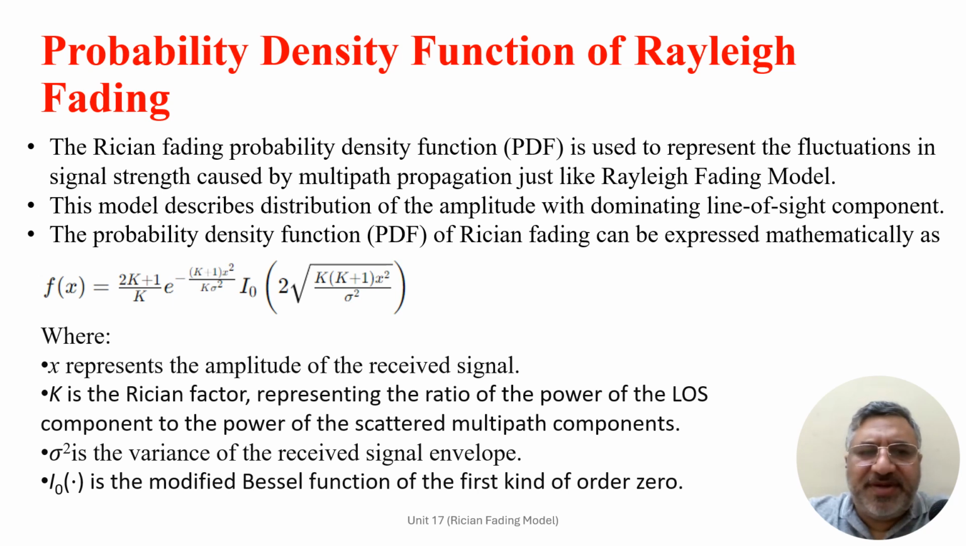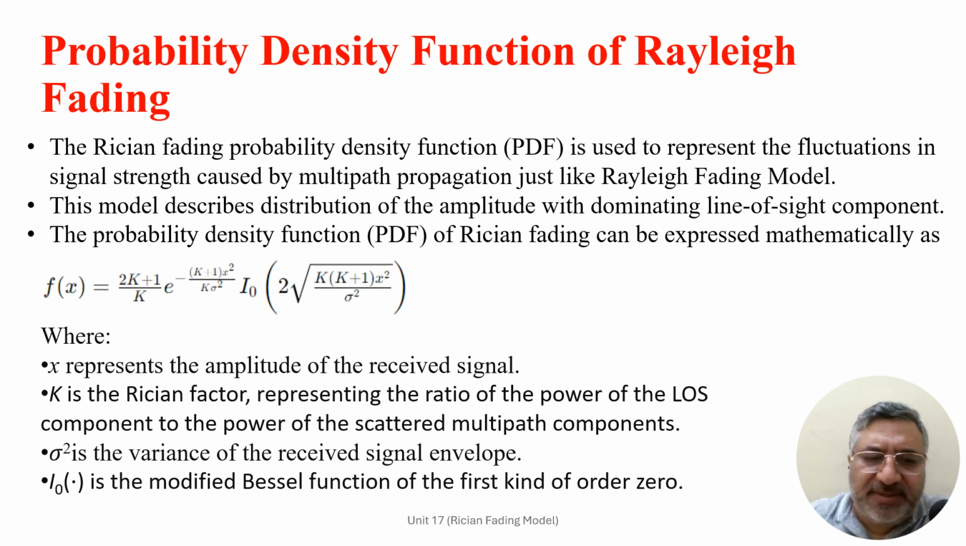The probability density function of the Rician fading model offers an understanding of the distribution of the amplitude of the received signal in a fading channel that has a dominant line of sight component and a scattered multipath component. Now we will analyze the elements of the Rician probability density function equation: f(x) = (2(K+1)x/σ²) e^(-K - (K+1)x²/σ²) I0(2√(K(K+1)) x/σ), where I0 is the Bessel function.